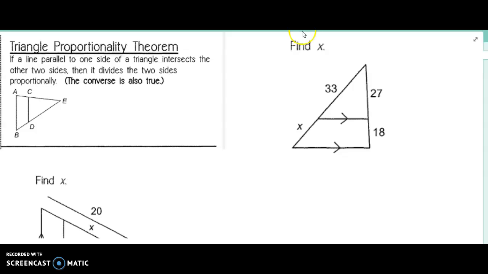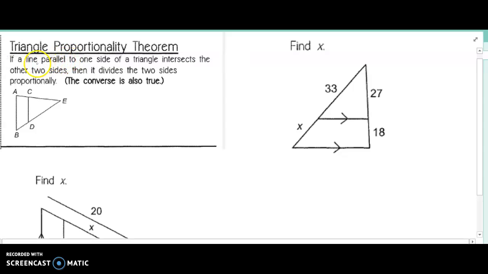All right, so let's look at this first theorem. It's the triangle proportionality theorem. This theorem tells us that if a line is parallel to one side of a triangle and intersects the other 2 sides, then it divides the 2 sides proportionally. The converse is also true.